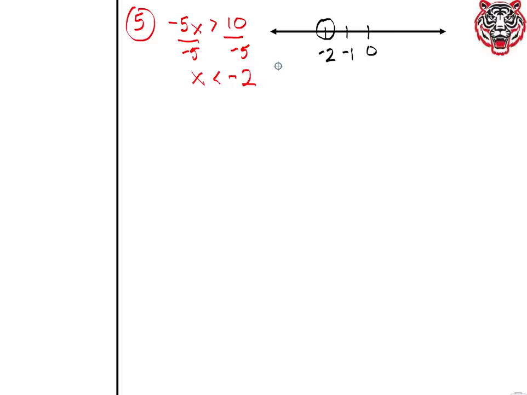The correct answer is left, actually. Why is it left, though? It has to do with this sign right here. Less than. X is less than negative 2. Less than means left.